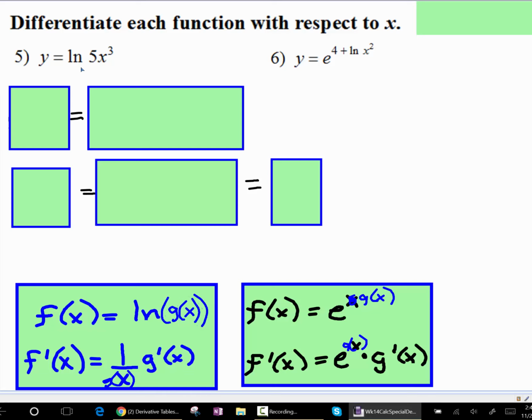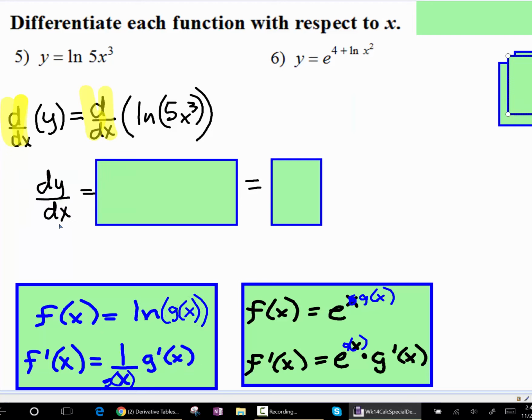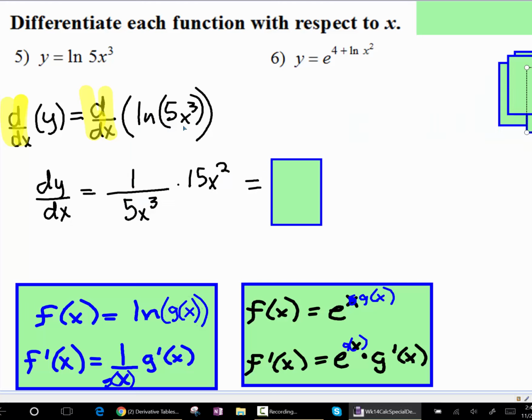The derivative of the natural log of 5x cubed. I'm just going to write this, which tells the reader that, hey, we're going to take the derivative. So notice that's all I did here. All I did was announce to the reader that we're going to be taking the derivative of each side. And the derivative of y can just be rewritten as dy over dx. Now, the derivative of a natural log is 1 over the original function times the derivative of that inside function.